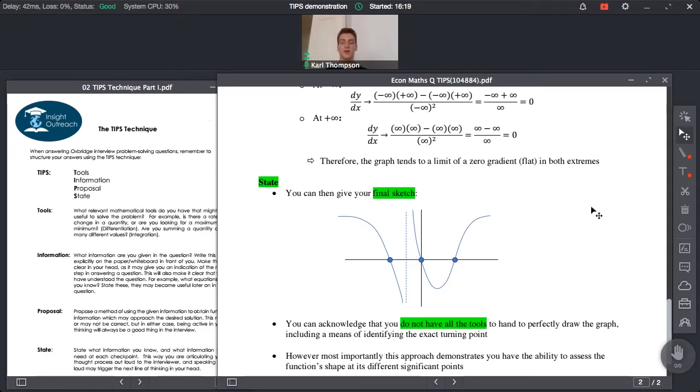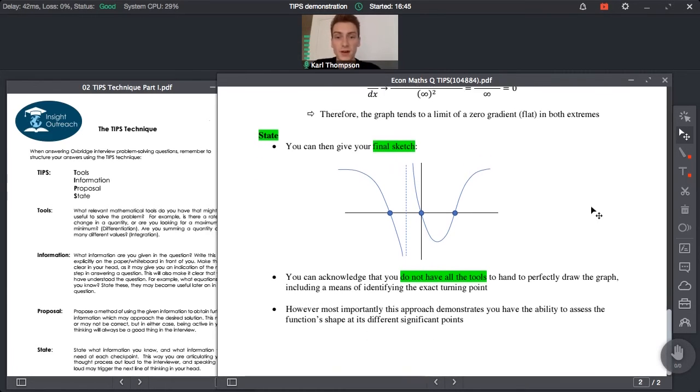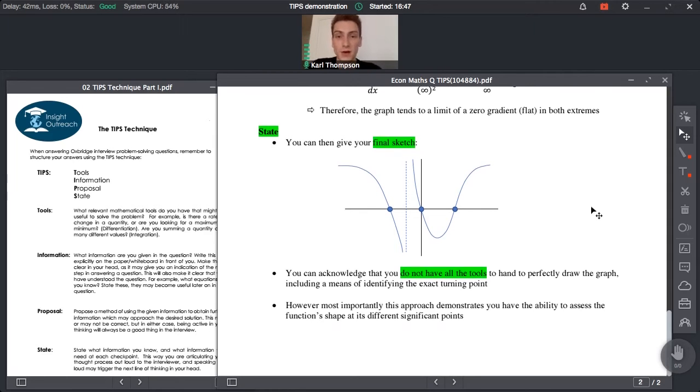So just to repeat, we went through the tools that we have at our disposal, the information that we're given in this question. We propose a way forward, and we also can improve that proposal. And then finally, we state A, where we've come to, and B, how we could improve this if we had more time, more tools. So that would be my formula here with an example for a perfect TIPS technique.